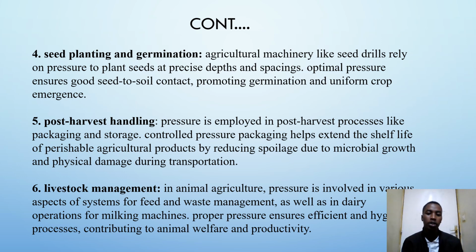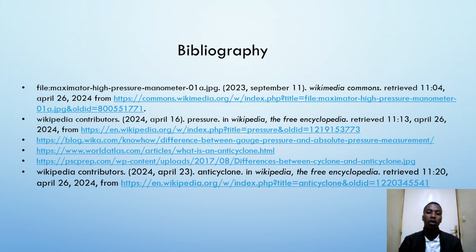About livestock management. In animal agriculture, pressure is involved in various aspects of the system, for feed and waste management, as well as in dairy operations for milking machines. Proper pressure ensures efficient and hygienic processes, contributing to animal welfare and productivity. That is how important pressure is in agriculture.